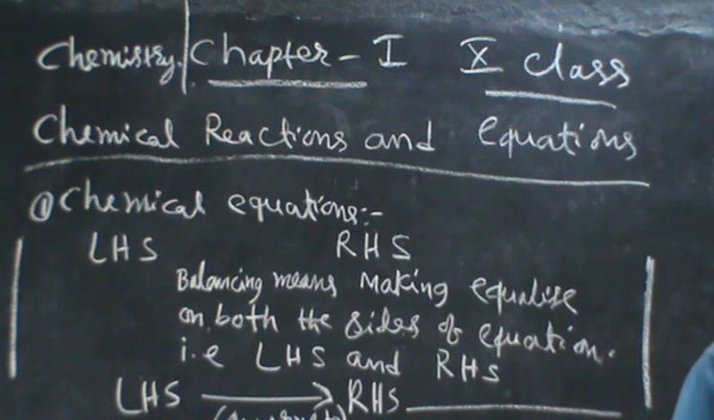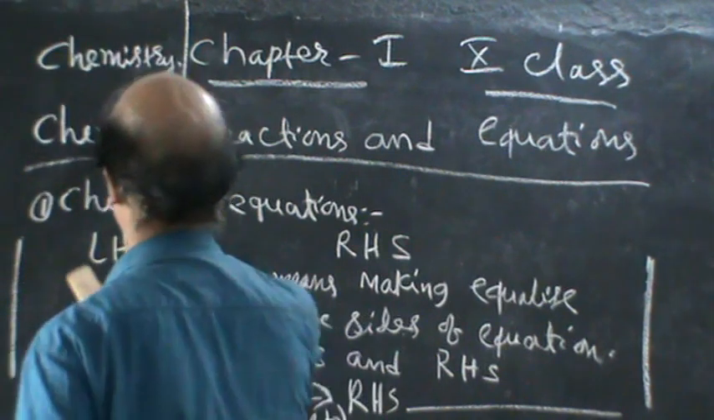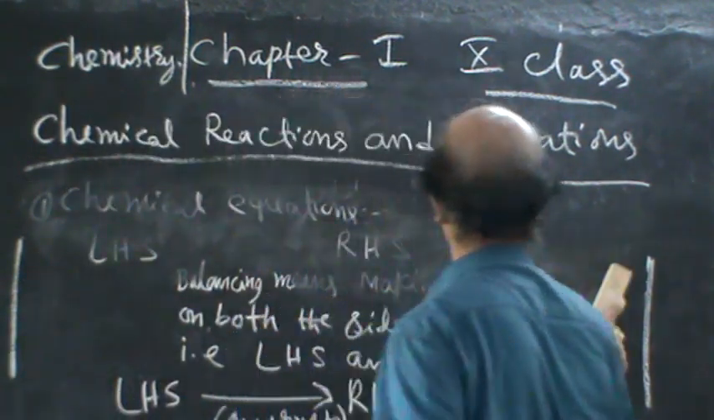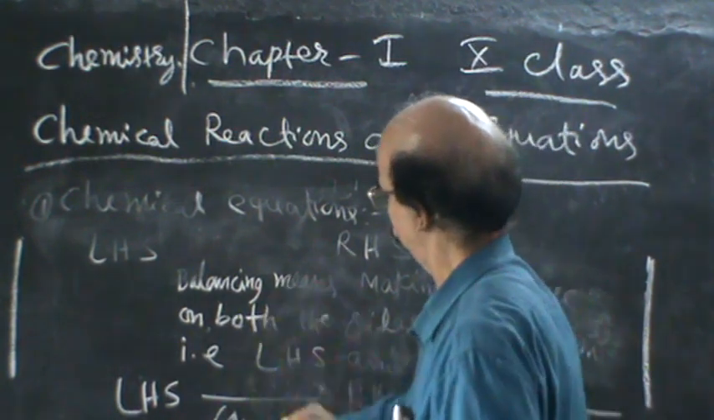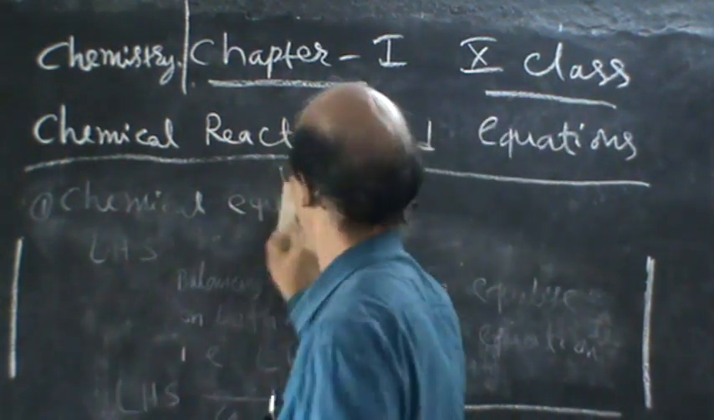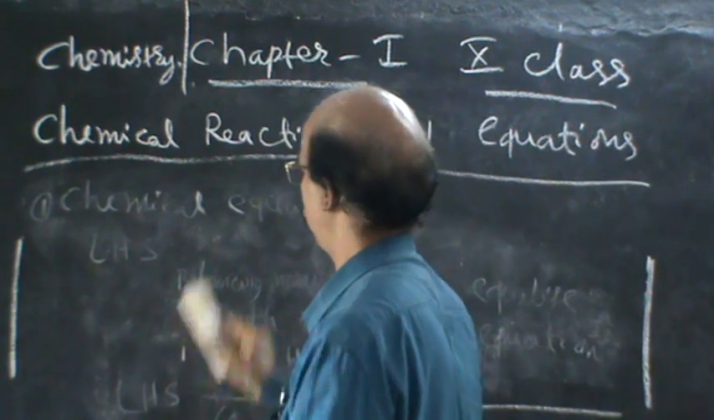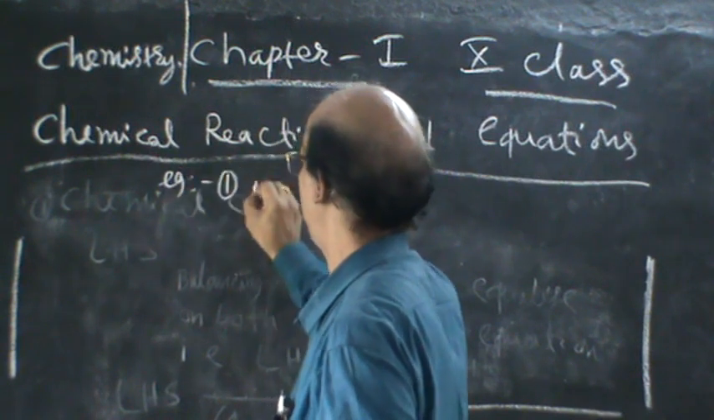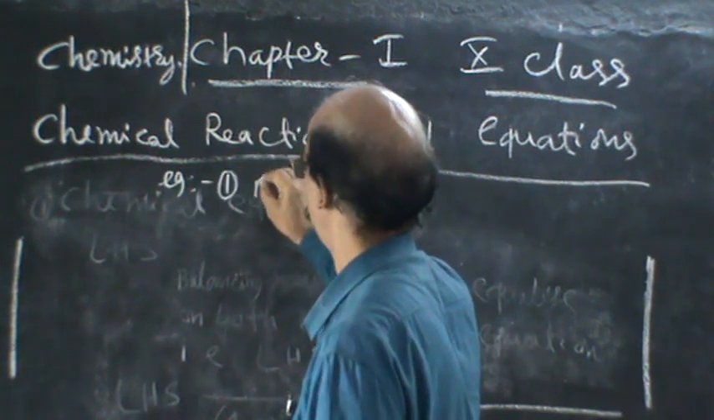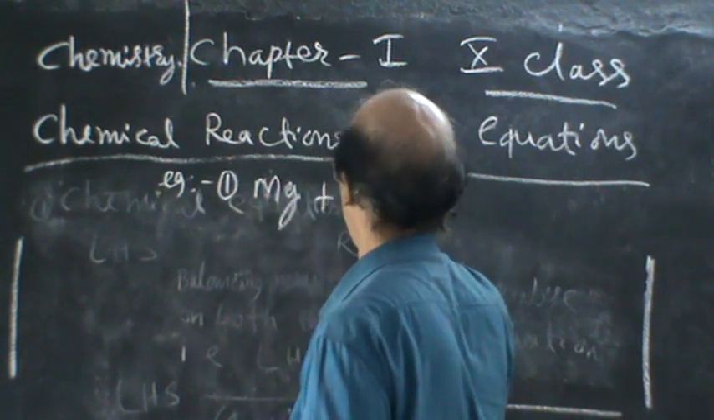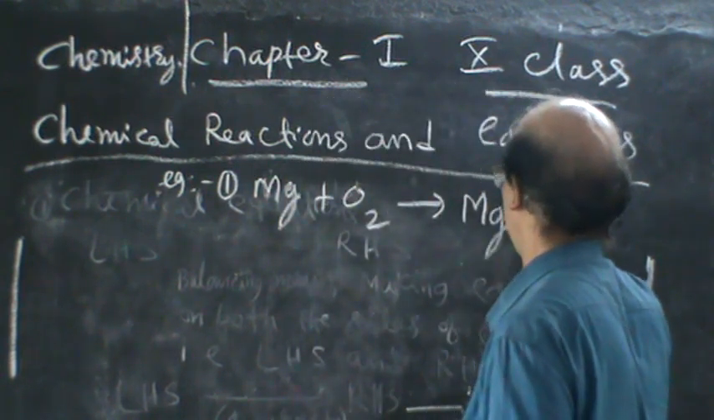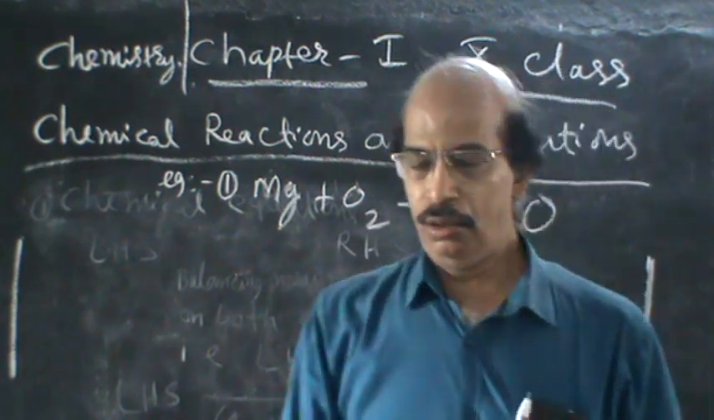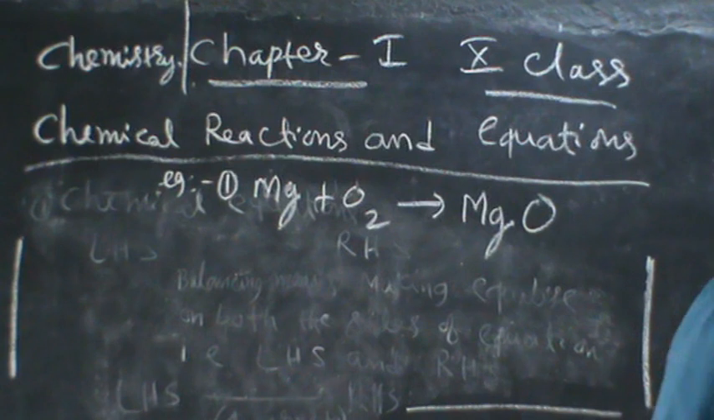For example, example 1: Mg plus O2 gives rise to MgO. This is an example of a chemical equation.